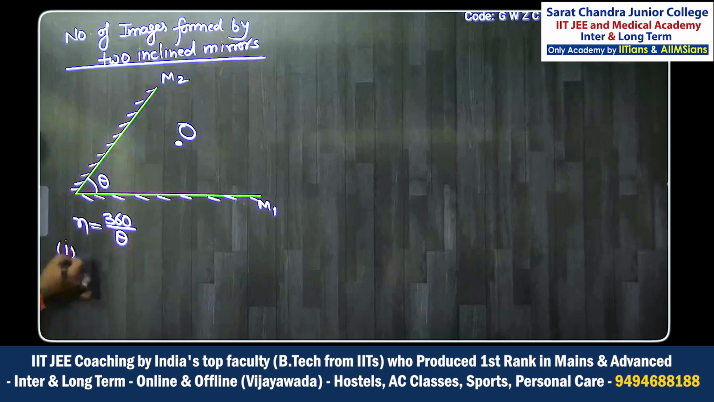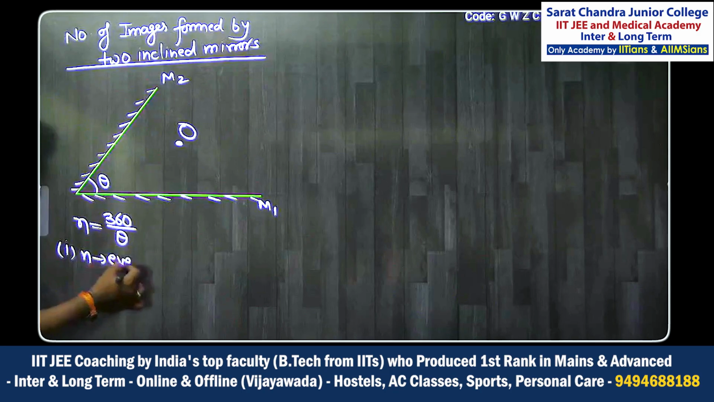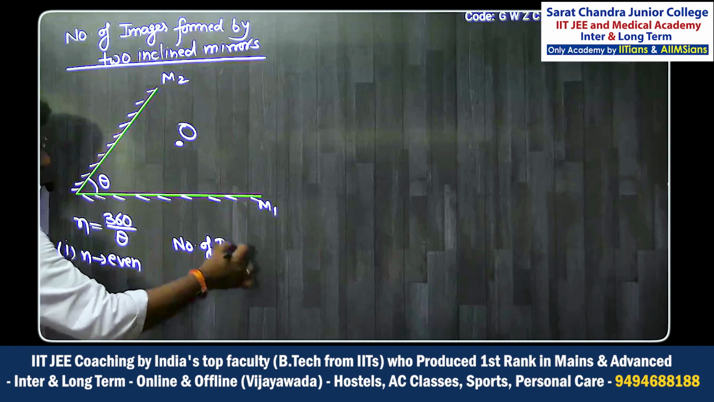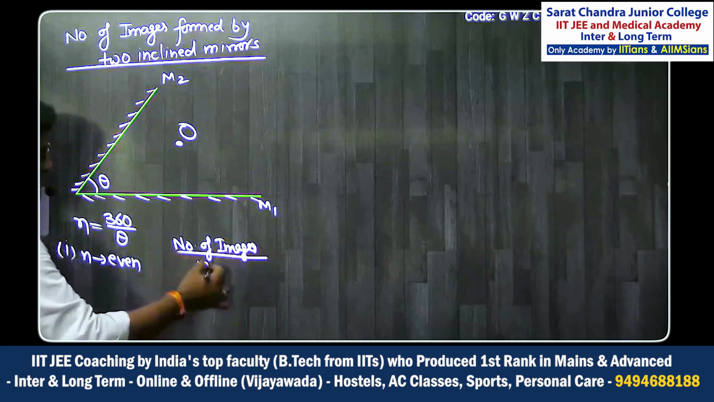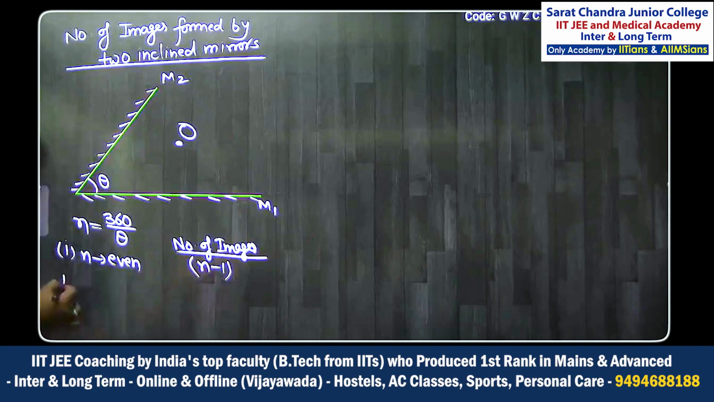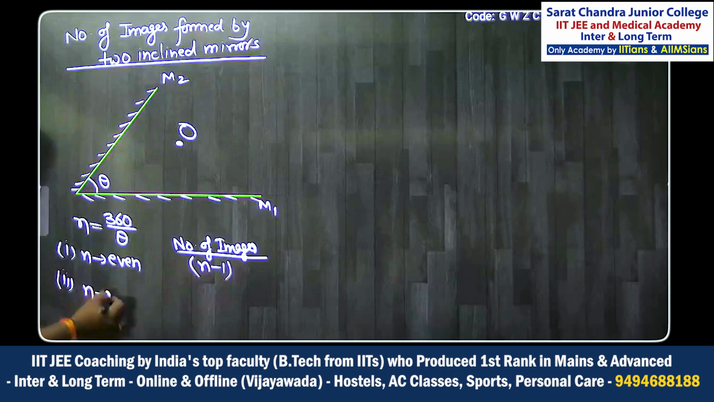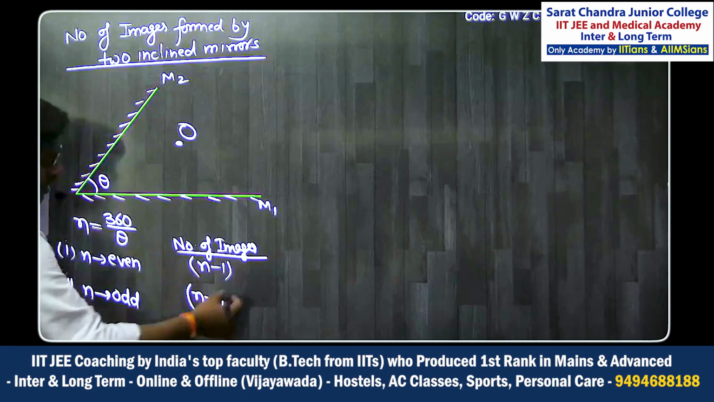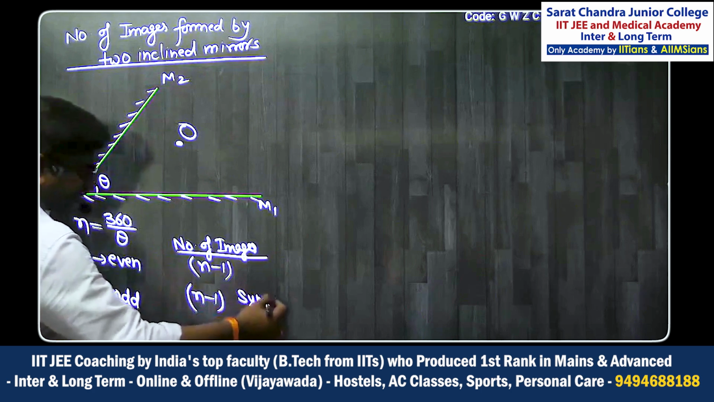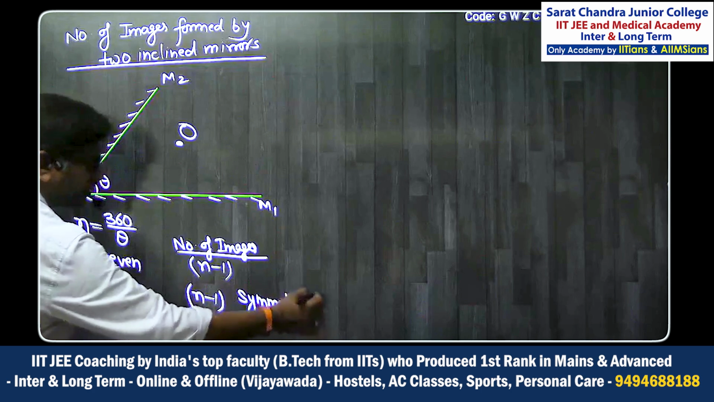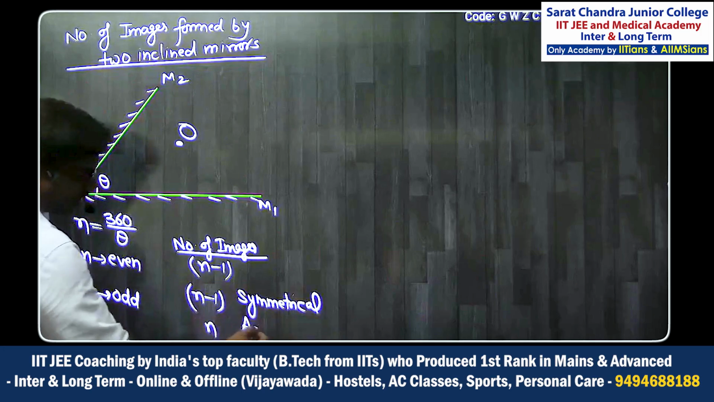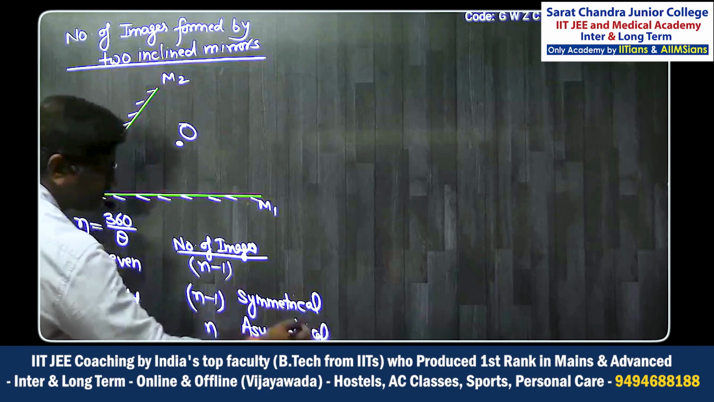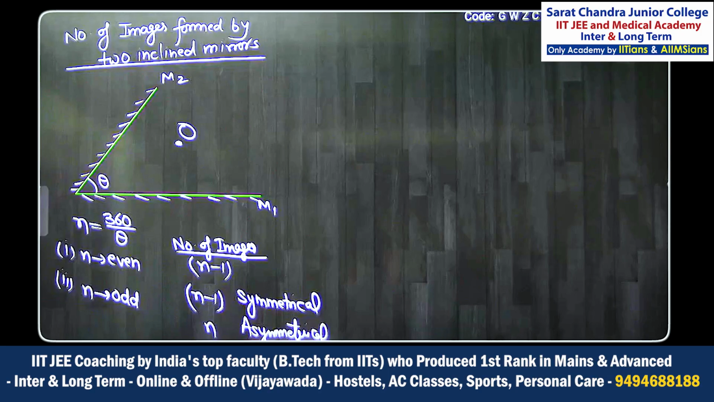If this value of n is even, then the number of images are n minus 1. And if this n is odd, then they are n minus 1 if it is placed symmetrical, or n if it is placed asymmetrical. But how do you decide what is symmetrical and what is asymmetrical? Symmetrical, asymmetrical, how do you decide?